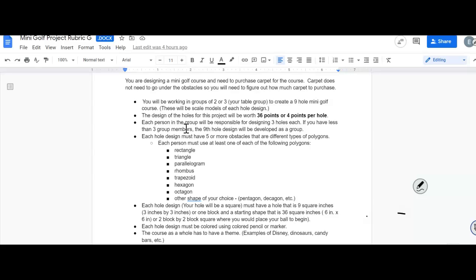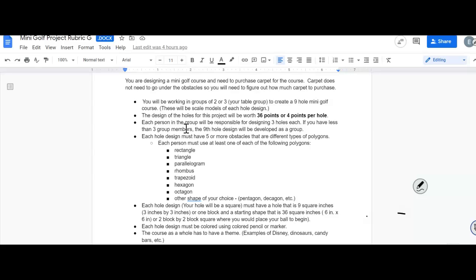So let's go over an example. We have Hudson, Aiden, and Maggie in a group. Maggie is designing holes 1 through 3. Hole number 1, how many obstacles does she need to have in hole number 1? Hudson, 5. Could she have 6? Yes, it says 5 or more obstacles. Minimum is 5. You can have as much as you want, though.